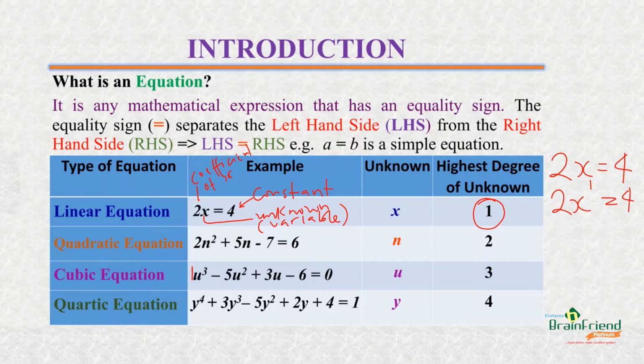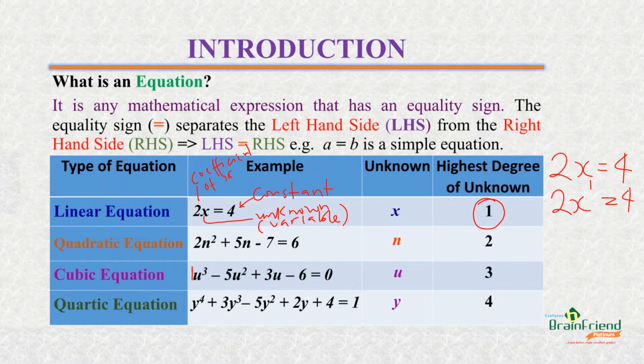But we do not know what u is. Because we do not know what u is, we call it the unknown or simply the variable. Remember I said that u is called the unknown because we do not know its value yet. If you look at that equation, you would also see that the highest power of u is 3. Because the highest power of u is 3, we then say that the highest power of the unknown is 3.